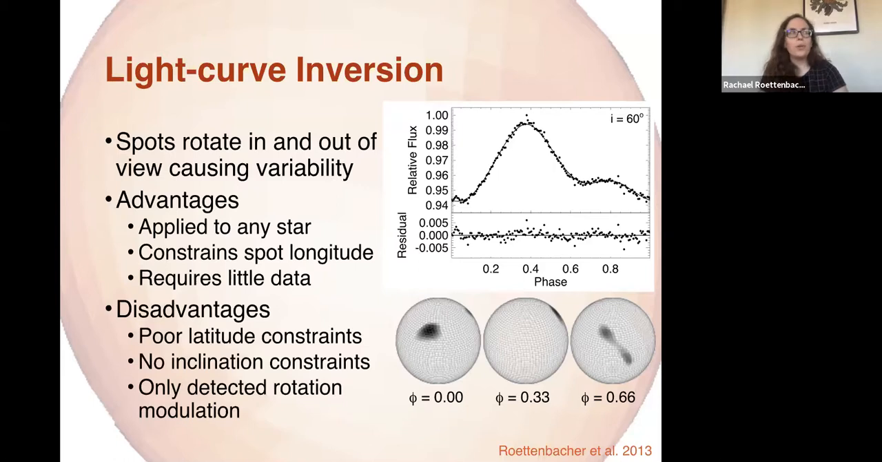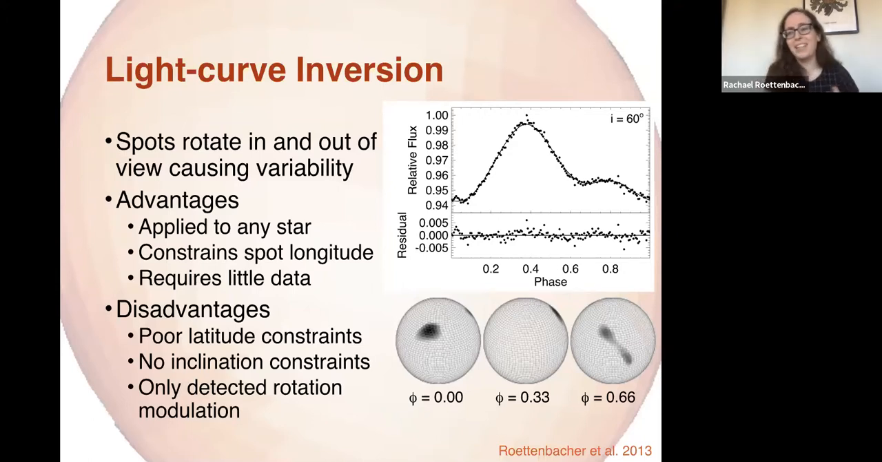The problem, though, is that we don't get very good constraints on latitude. We get some information. We can get some relative spot information, but this is particularly bad when we only have one bandpass, which is the case with Kepler, for example. But if we have multiple bandpasses, we're able to see the difference in how the spot appears as it goes across the limb and use limb darkening to actually constrain where the spot is located in latitude better.